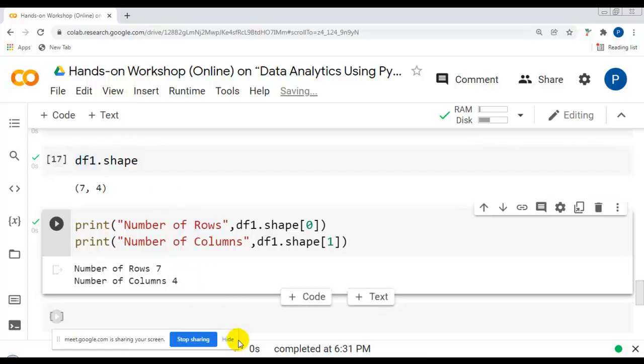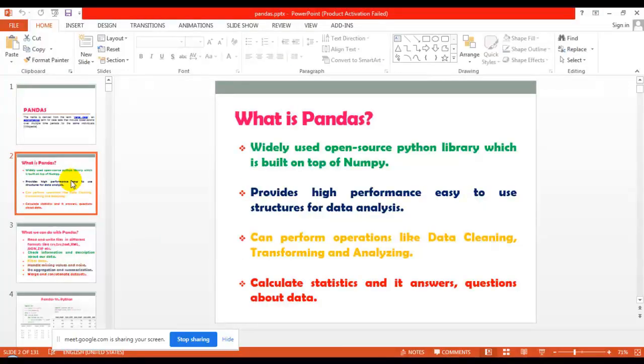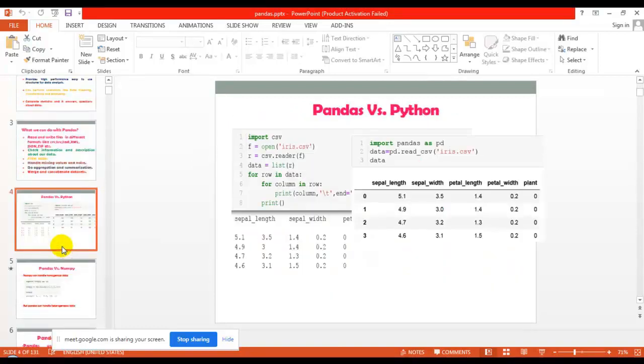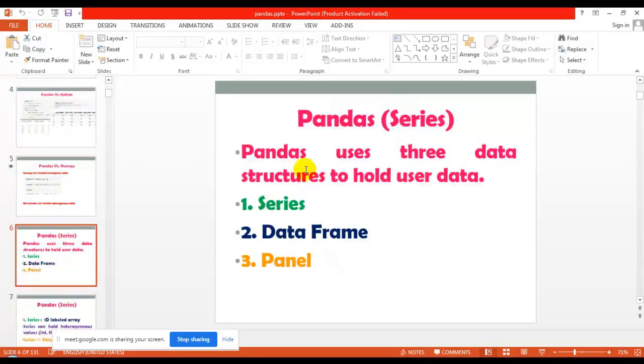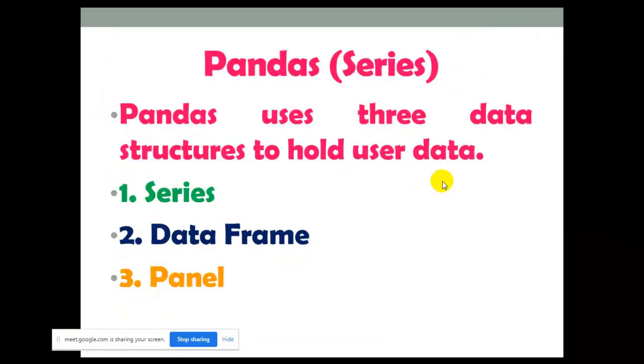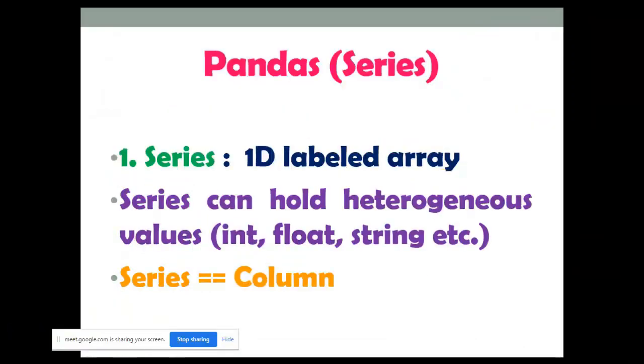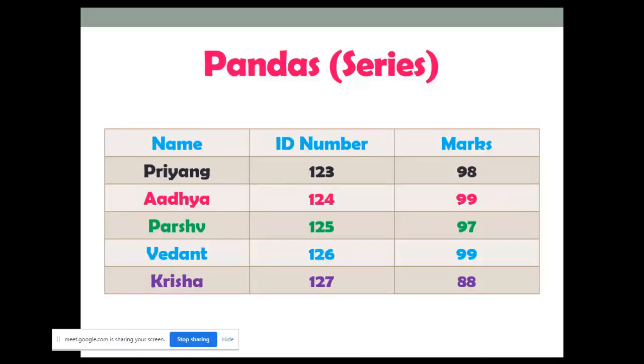And please remember, in pandas we have the pandas series and the pandas data frame. What do you mean by pandas series? Pandas uses 3 data structures to hold the user data: pandas series, pandas data frame, and panel data. What is a pandas series? It is a 1D labeled array. Those who are new to this, please remember: a series can hold heterogeneous values. One series is equal to 1 column. So keep in mind, a pandas series is nothing but 1 column of a pandas data frame.